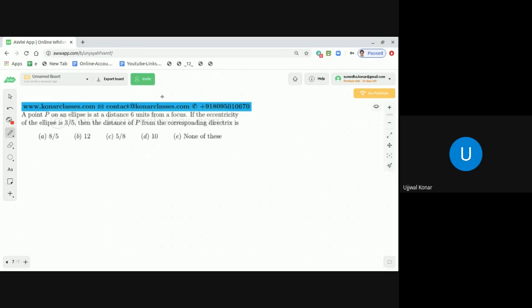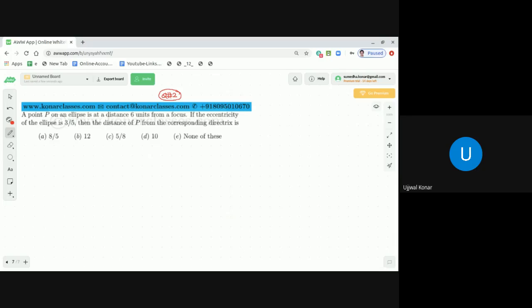So this is question number 2, dear students, and let me read out this question. A point P of an ellipse is at a distance 6 units from a focus. If the eccentricity of the ellipse is 3 by 5, find the distance of P from the corresponding directrix.